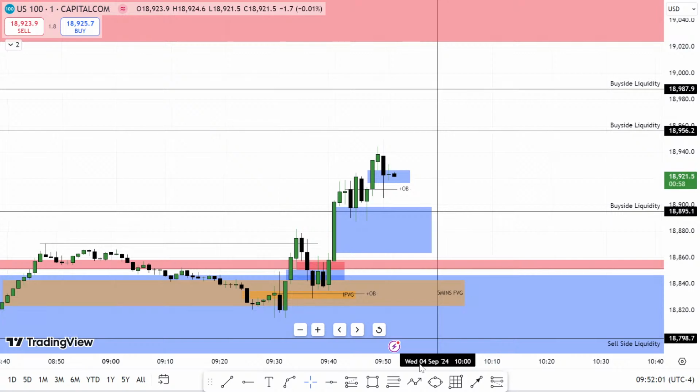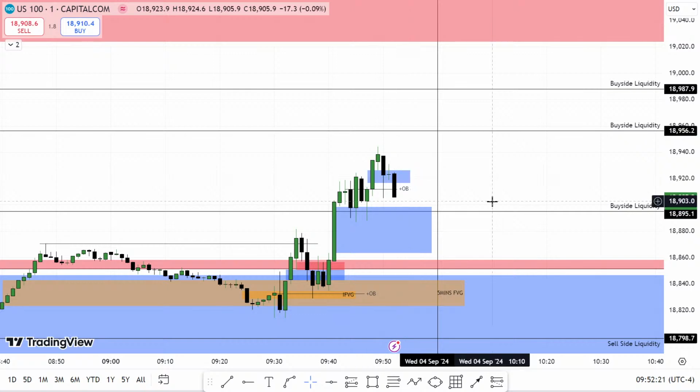Alright, let's see how this will hold price. I just like the fact that the bodies of the candlesticks remain inside the fair value gap. We don't have any body of a candlestick closing below the fair value gap. So let's see if this too is going to hold the body inside the bullish fair value gap, then trade to this buy side liquidity here. I think that will be it.